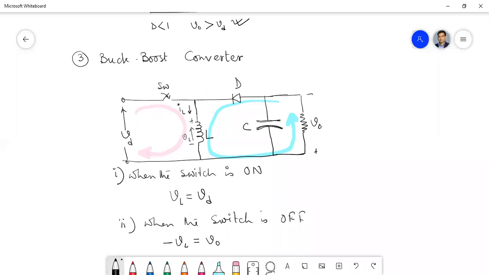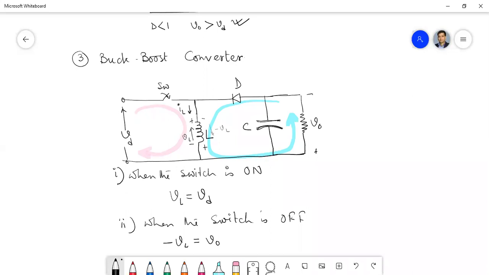Because inductor voltage itself will change, isn't it? And that becomes V naught. So if the polarity is like this, so that will contradict our assumed VL direction. Okay, so that means if that is VL, so it will be a minus VL, which will be equals to V naught. Or you can write VL equals to minus V naught. Both you can write.